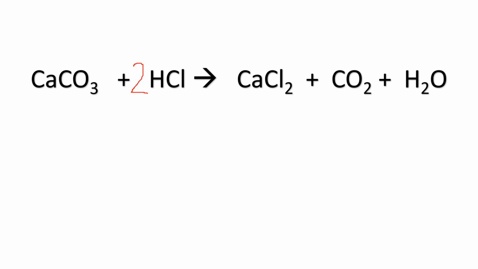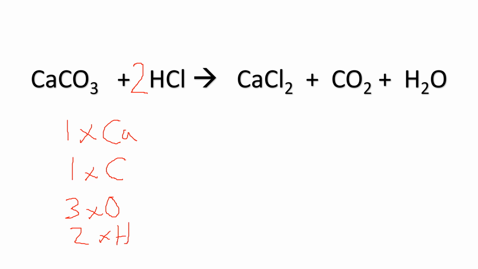And actually, if you go through and count the atoms now, you've got 1 calcium, 1 carbon, 3 oxygens, 2 hydrogens, and 2 chlorines. And we can actually go through and count those and cross those off.